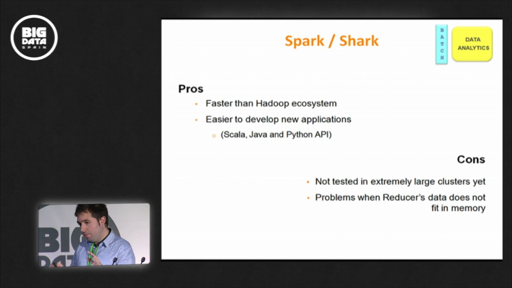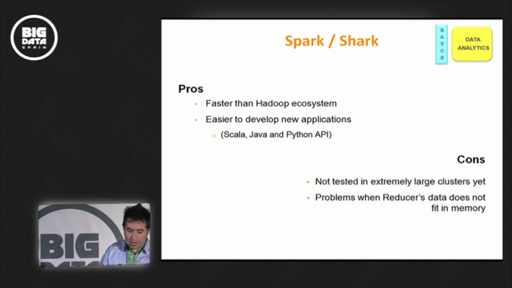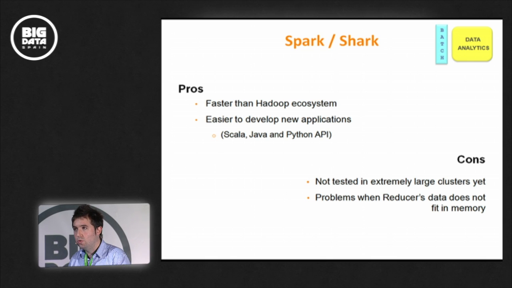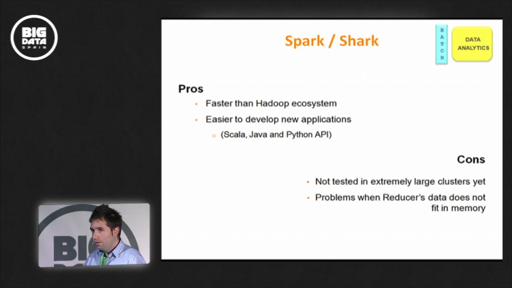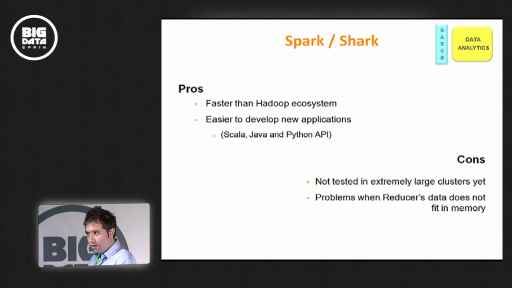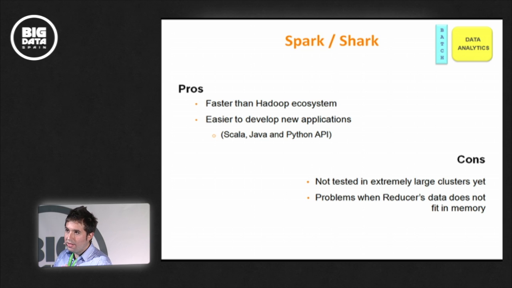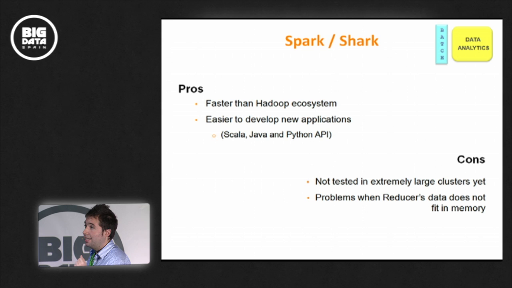Well, to sum up the Spark family, we can say that the Spark ecosystem is faster than the Hadoop ecosystem because they use an in-memory processing approach. But on the other hand, they are novel technologies, so they have not been tested in realistic, extremely large clusters. And you can find some performance problems if your information doesn't fit in the cluster memory.